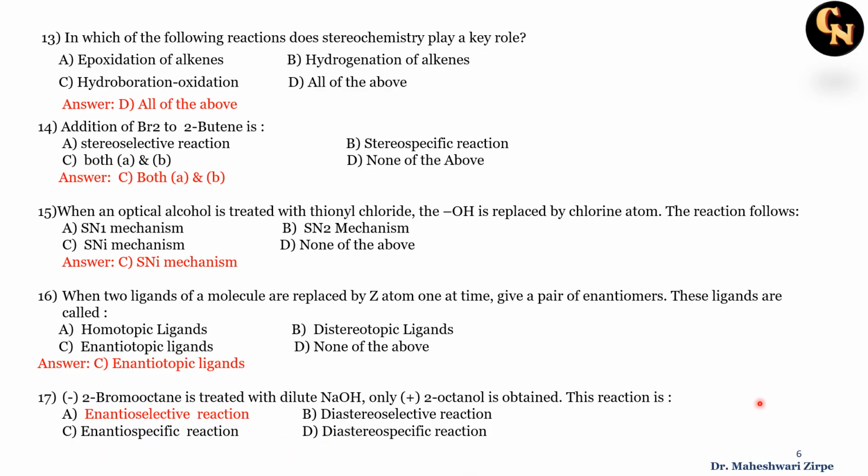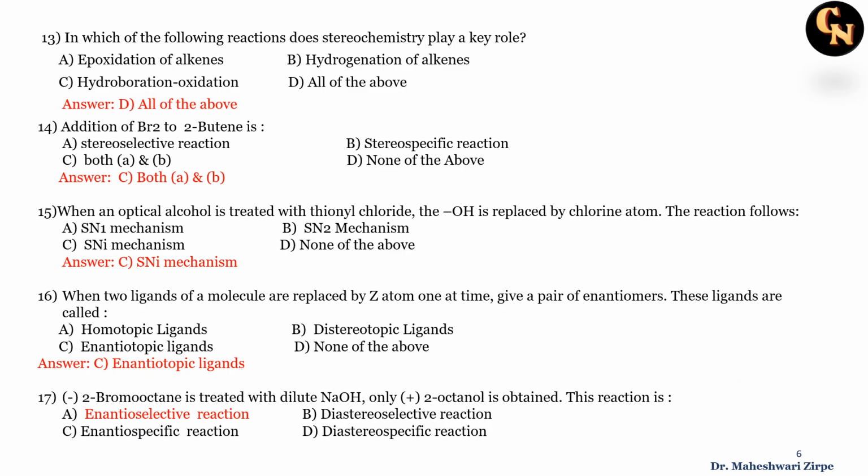Because enantiomers are formed selectively, we are getting one enantiomer. That is, using levorotatory we are getting dextrorotatory. So the enantiomer we are getting, that's the reason why such reactions are called enantioselective reactions. Okay, they are known as enantioselective reactions.